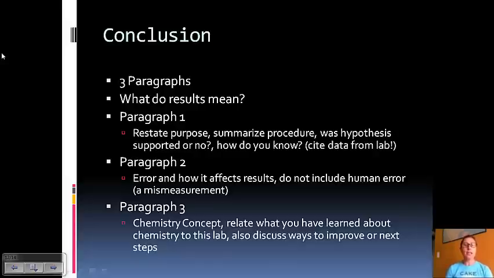The third paragraph is a discussion of the chemistry concept. You're going to relate what you have learned about chemistry to this lab. So if we're discussing a lab on balancing equations, then you might also talk about what the parts of a chemical equation are. Where's the reactant located? Where are the products located? Things like that. So take the chemistry knowledge and pull it into the lab. So give a brief summary of what you know about the topic being covered. Also discuss ways to either improve the lab or some next steps or other labs that you would do based on this lab.